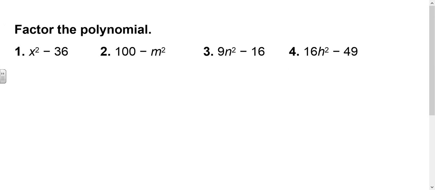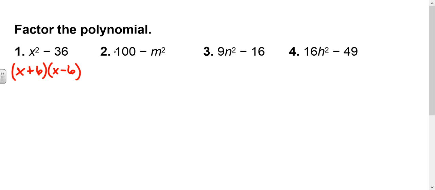All right. So let's try a couple of examples and more factoring. If I try to multiply these together, what numbers multiply to be negative 36 and add to be 0? Well, remember, these are perfect squares. So what number times itself equals 36? Well, that would be 6. So our factors are going to be x plus 6 and x minus 6. Remember, they have to multiply to be a negative 36, so one has to be positive and one has to be negative.